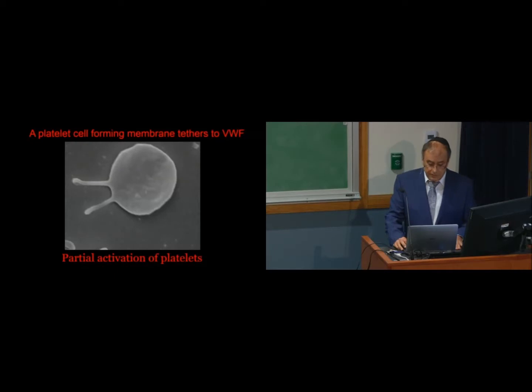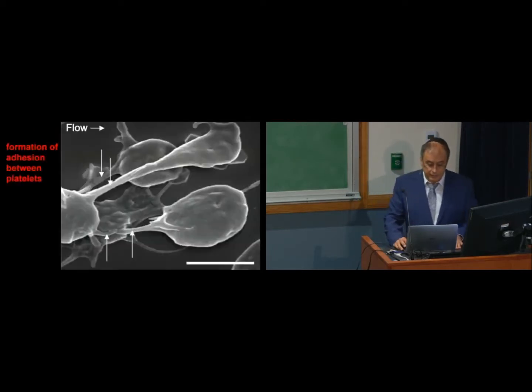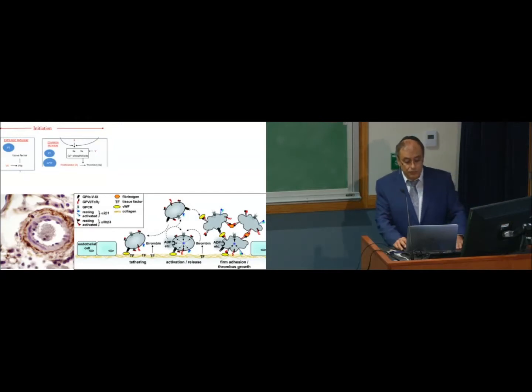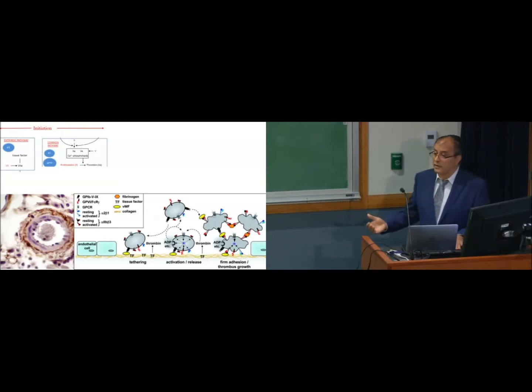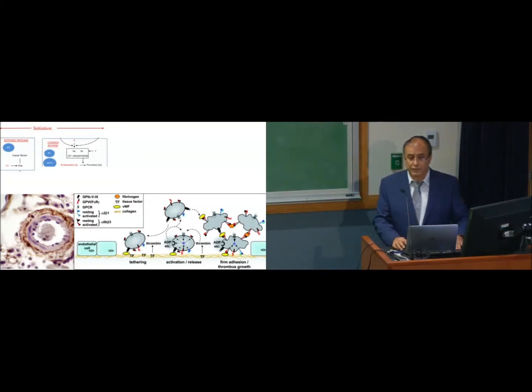And this tethering activates the platelet. They become sticky and they aggregate. And then thrombin diffuses to the platelet aggregate and fully activates them to release factor 5. And thrombin then activates factor 5. It also releases factor 8 from von Willebrand factor and activates factor 8.